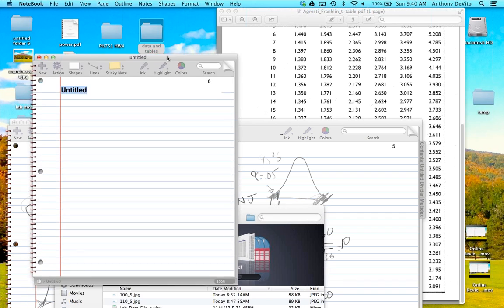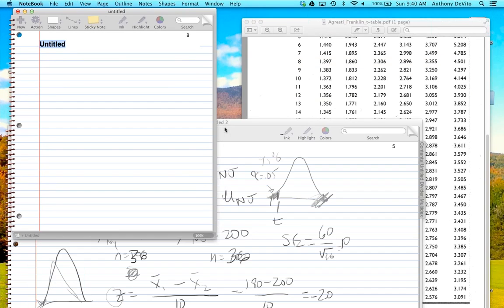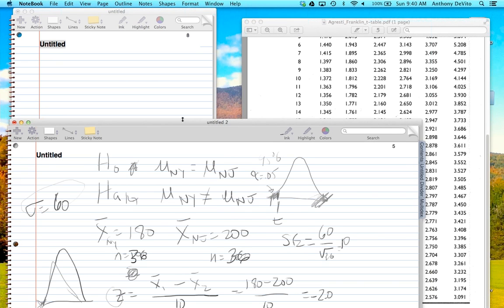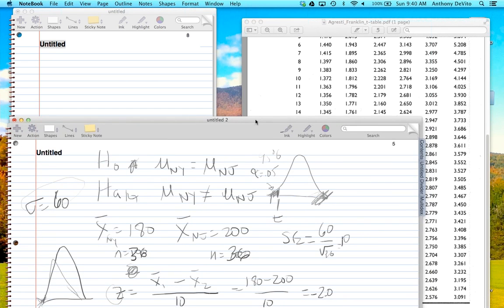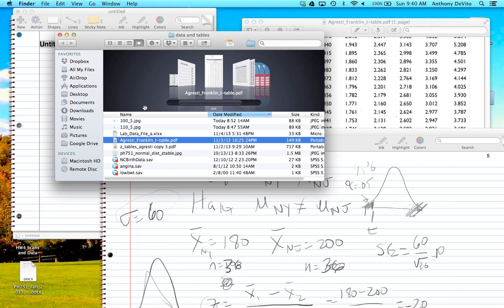Okay, I have to get this open. Let me see if I can get to it. Here we go. Z-table.